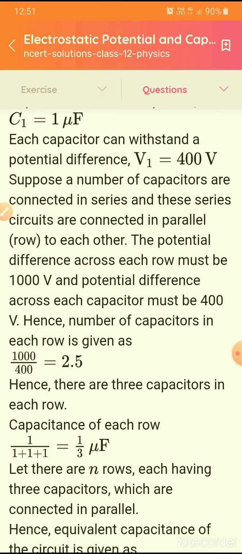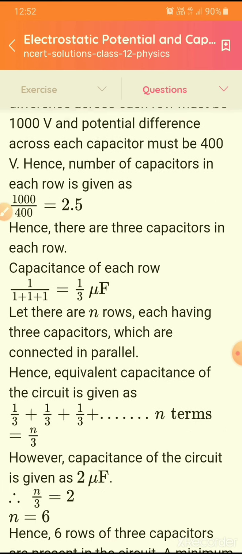So we have to make it 1000 volts. To find the number of capacitors, we divide the total potential, 1000 volts, by the potential difference of each capacitor, 400. 1000 by 400 is equal to 2.5. Hence there are 3 capacitors in each row. So we have found that 3 capacitors should be connected in each row. So the capacitance of one row will be 1 divided by 1 plus 1 plus 1, which is 1 by 3 microfarads.